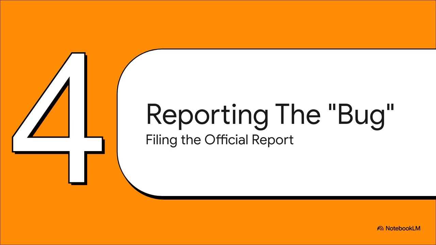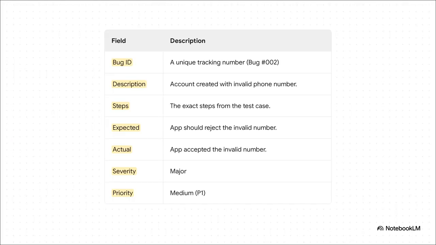Now our detective has to write a super clear, detailed report so the developers can actually understand the problem and fix it. A good bug report has everything a developer needs. A unique ID number, a simple description, and the exact steps to see the bug for themselves. But look at those last 2 items, severity and priority. It's super important to know these are not the same thing.